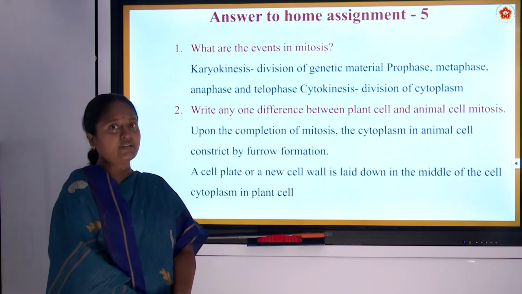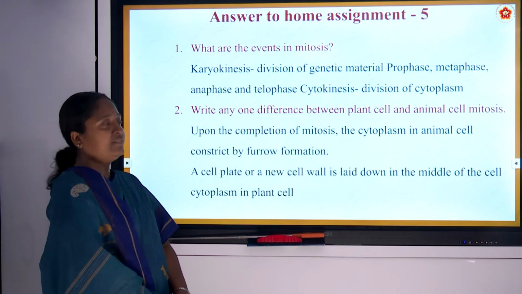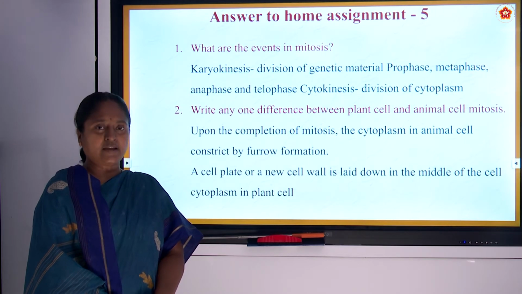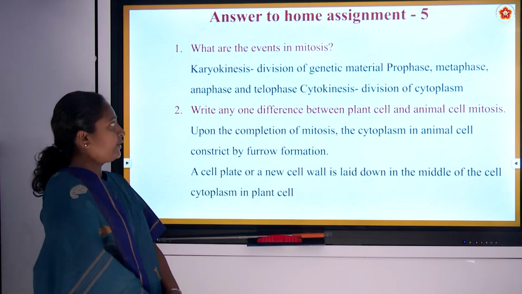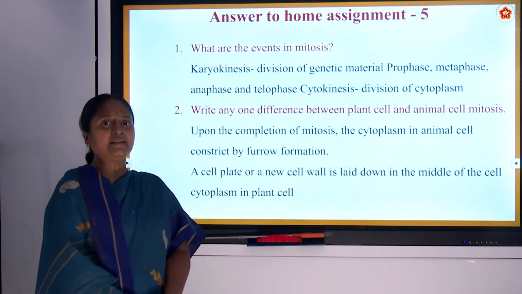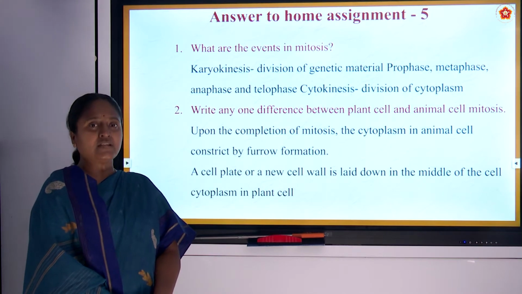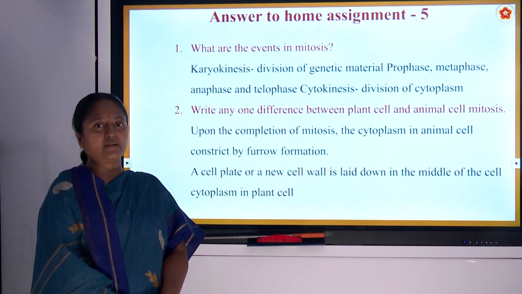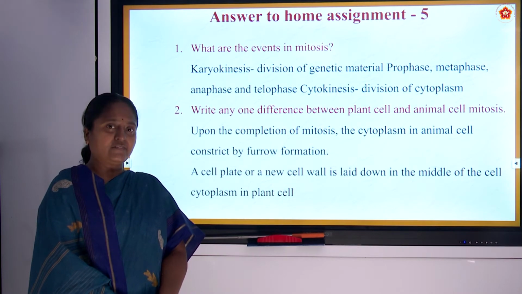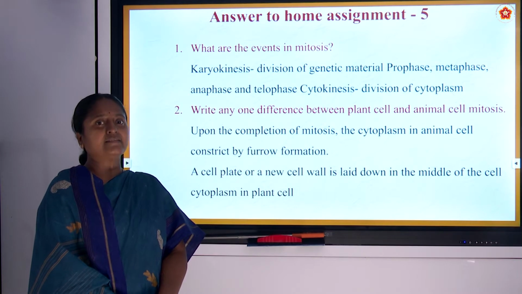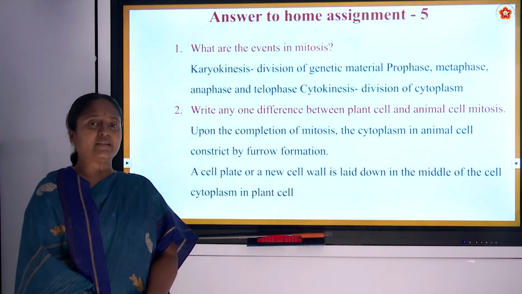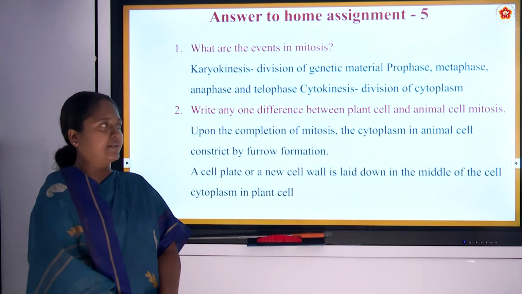Now, the first question asked was, what are the events in mitosis? In mitosis, there are two events, right? Karyokinesis and cytokinesis. In karyokinesis, we have prophase, metaphase, anaphase and telophase, in which the genetic material is divided among the daughter cells, which is followed by cytokinesis, in which the cytoplasmic content is separated among the daughter cells. So, these are the two major events which happen in mitosis.